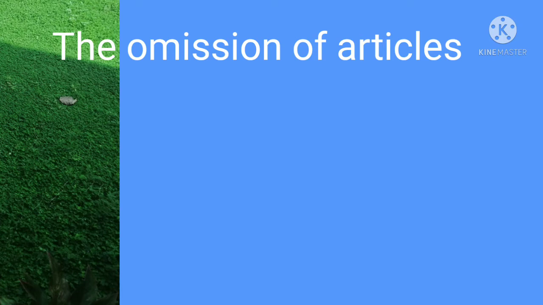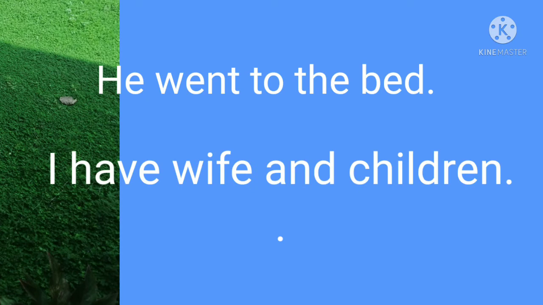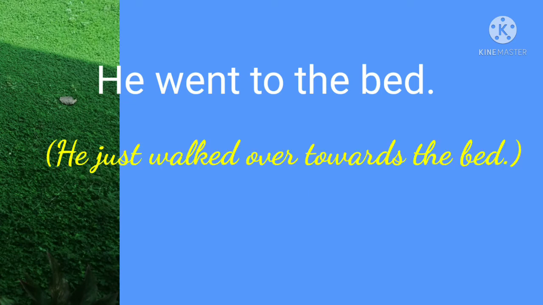Now I will give you a few sentences for correction. First one is, he went to the bed. Next one, I have wife and children. Again look at the sentence, he went to the bed. What does it mean? He just walked over towards the bed. That is not the meaning we expect here.